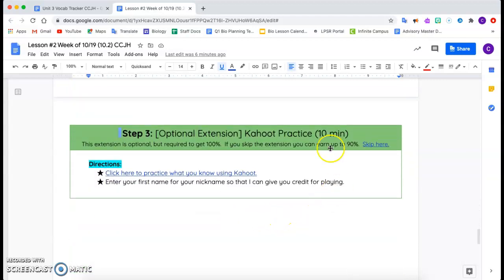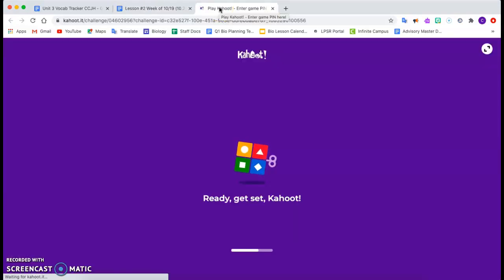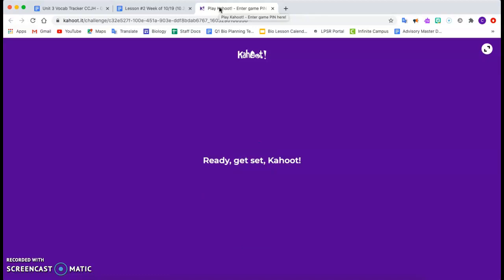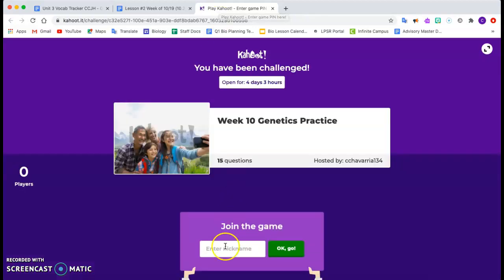The next step is optional. So if you skip over it, you can still get up to a 90 on this assignment. If you complete it, you can get up to 100. It is super fun. It is an independent Kahoot practice. So you click here and it will open up this challenge Kahoot. What I want you to do is enter your nickname and start it.